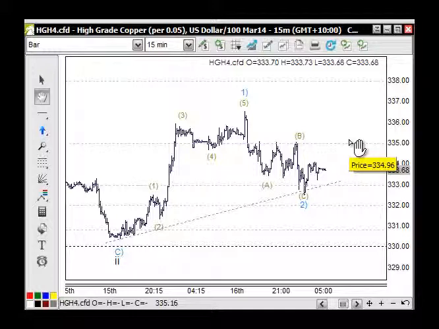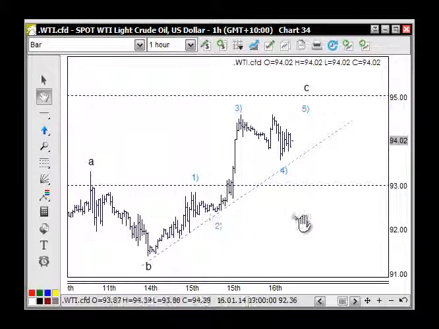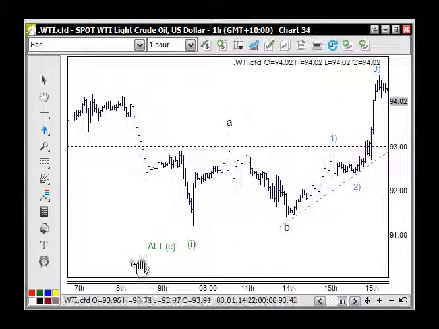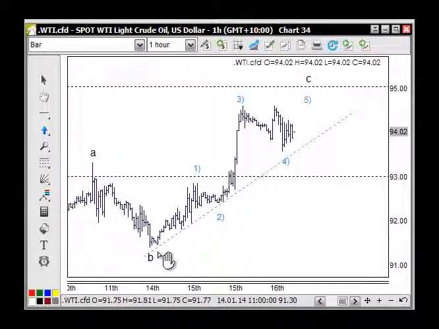So it's likely. So the oil market as well, just keeping things on the intraday level here. From this low here, we're looking for an A wave, a B wave, and we're looking for a C wave here in 5 waves. And we've got the wave 1, the 2, and the wave 3 here.